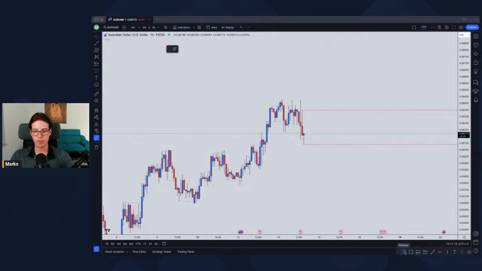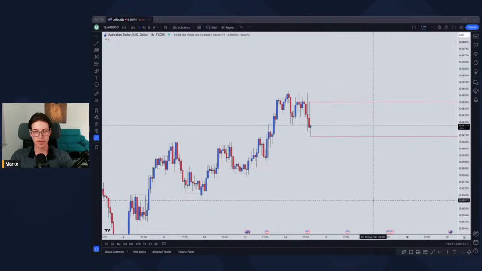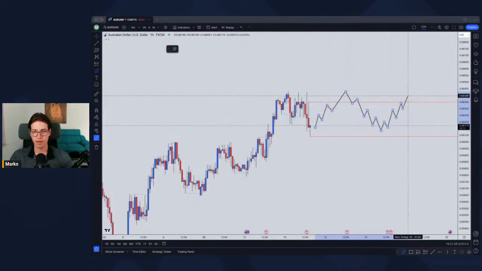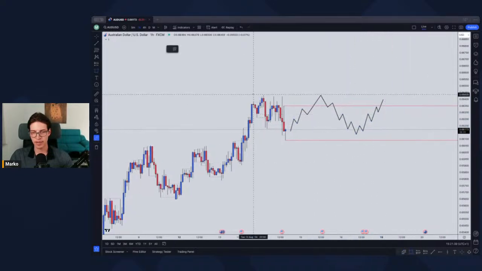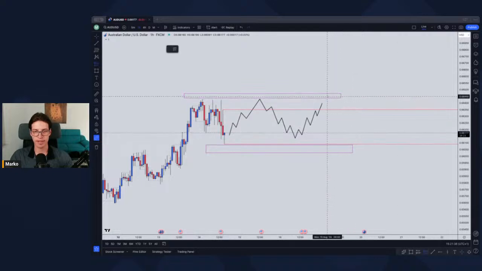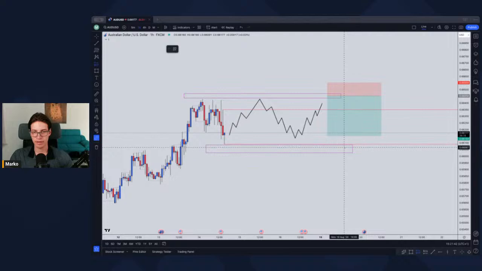Or for the range bound entries, for the one that I took here, I want to see price create a larger, wider range. I want to see this happen. And then I want to see price reject the upper liquidity and the lower liquidity. And then I will just basically sell right here or buy the bottom like this. So that is the game plan.